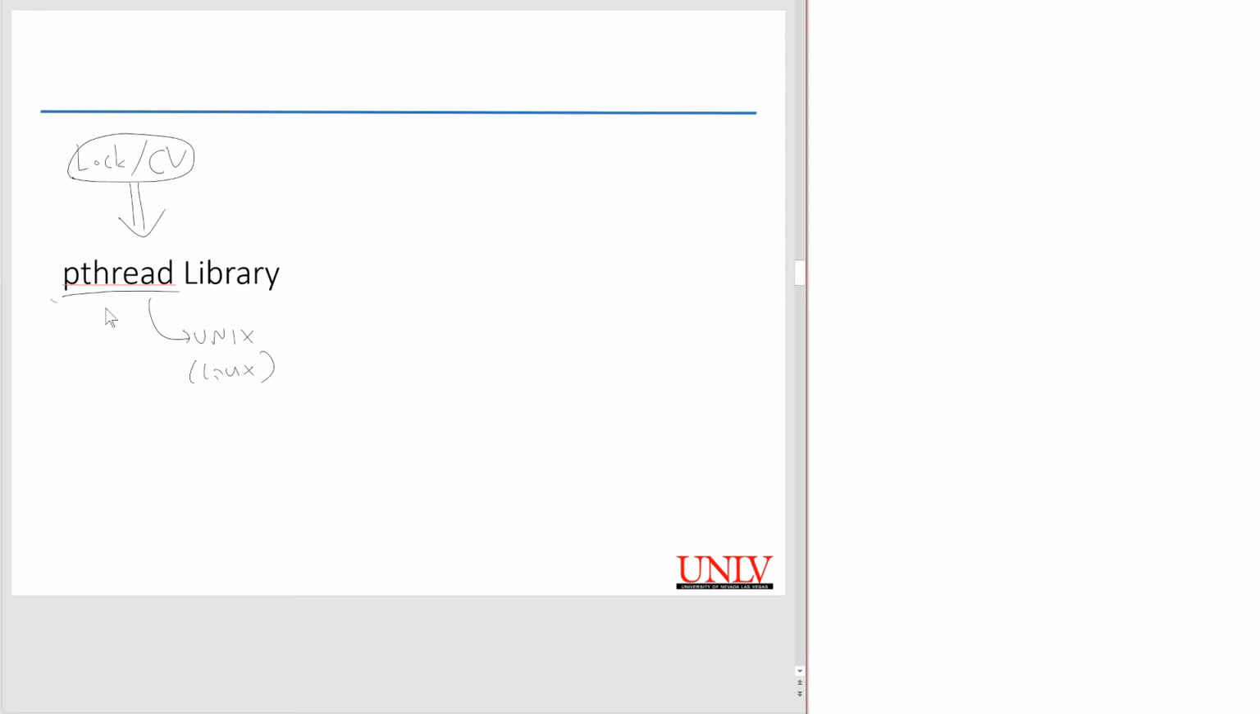Pthread library, this P stands for POSIX. POSIX looks like an acronym, but I don't know what those letters stand for. This POSIX is a standard body in the early and mid 90s that tried to standardize some of the Unix features. As you may know, Unix is not just a single operating system developed by a single body. Unix refers to multiple different operating systems that follow the behavior of the original Unix implementation.